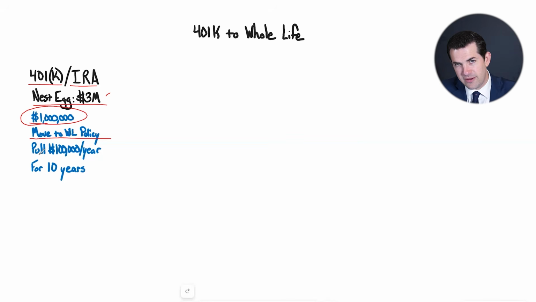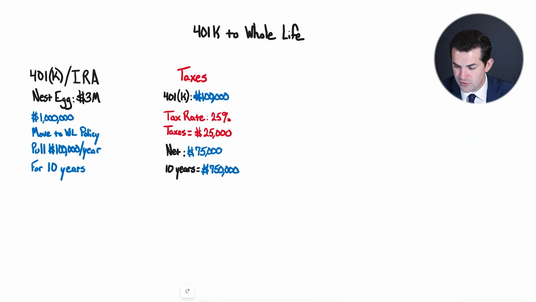We would not pull the full $1 million from the IRA out in one shot because I'd have to pay 40% tax on that, and that would not be smart. So we might pull $100K per year for the next 10 years. So I'm going to pull a total of $1 million from my 401k over the next 10 years.